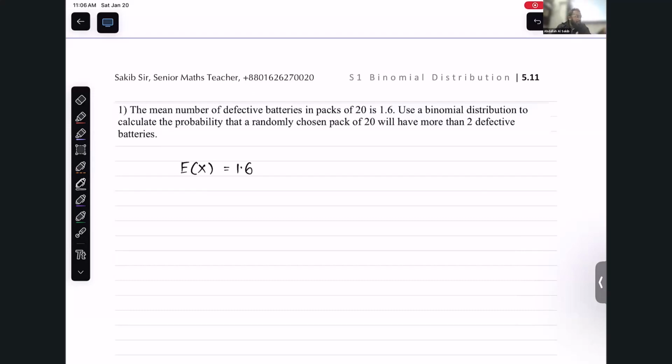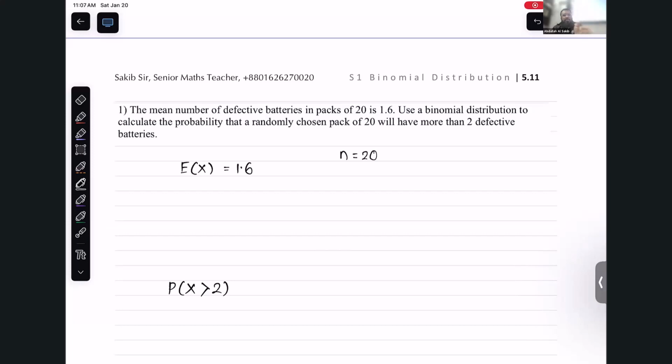So that means 20 things are given. So what is 20 here? N is 20. Use binomial distribution to calculate the probability that a randomly chosen pack of 20 will have more than 2 defective batteries. So what are they asking me to do? Probability of X is more than 2. Clear?